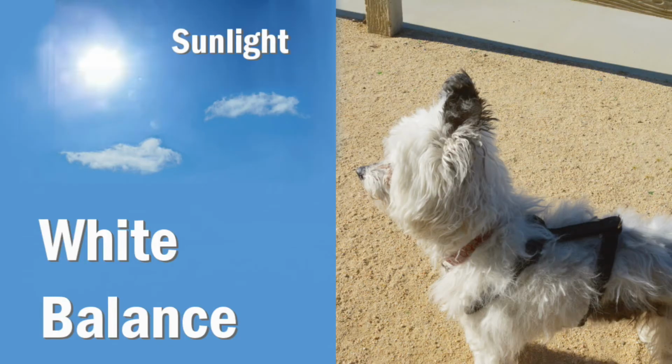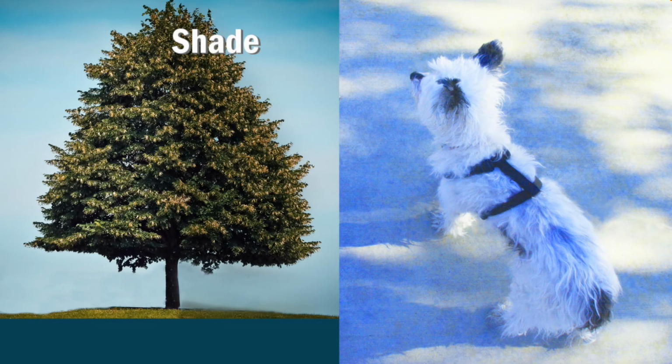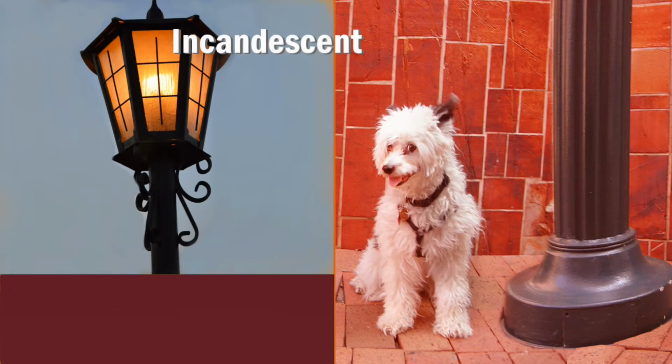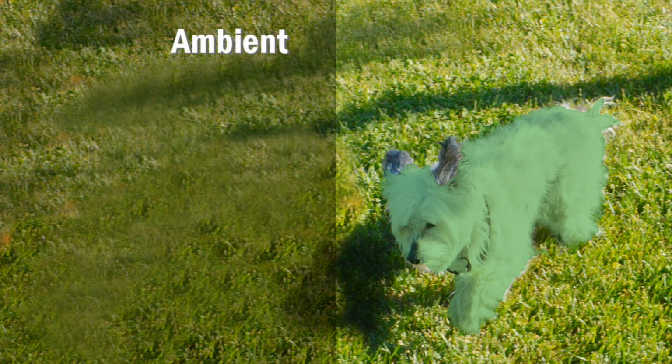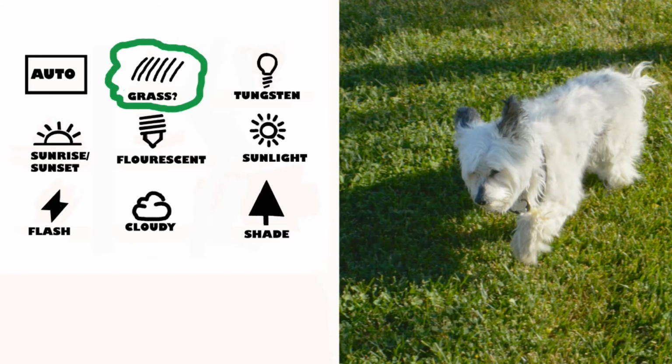White balance. It's not obvious until you see it on a screen, but the true color of light changes a lot more than you might think. So if you want your white dog to appear white, check the right box on your camera.